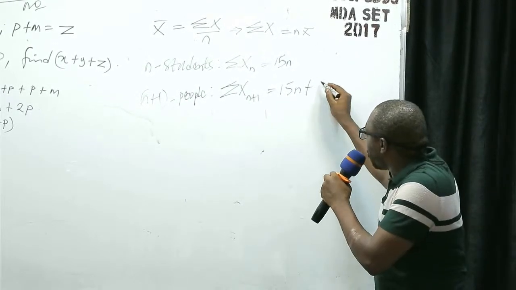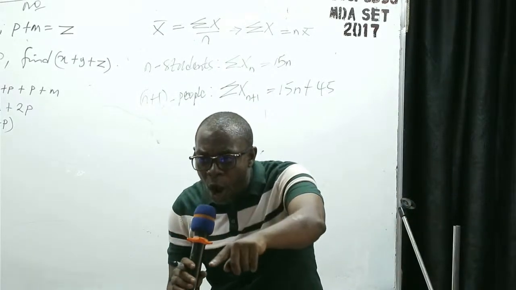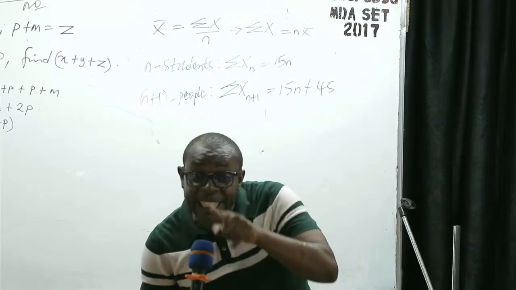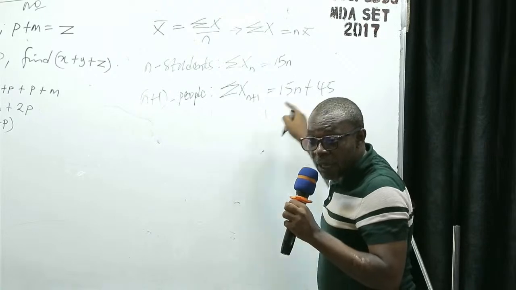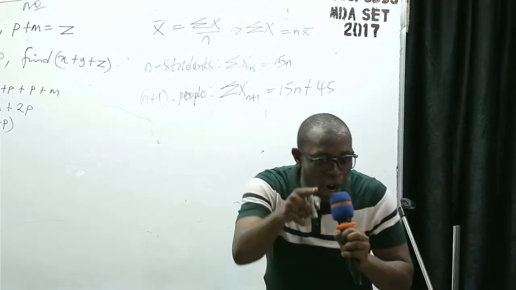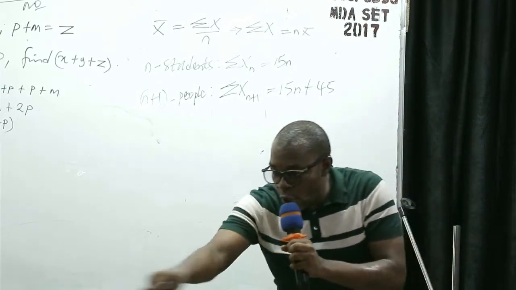Then plus how much now? 45. That will give you the sum of the ages of the students and the teacher, because the teacher is how many years old? Class, are you with me? Now come back, let's continue.